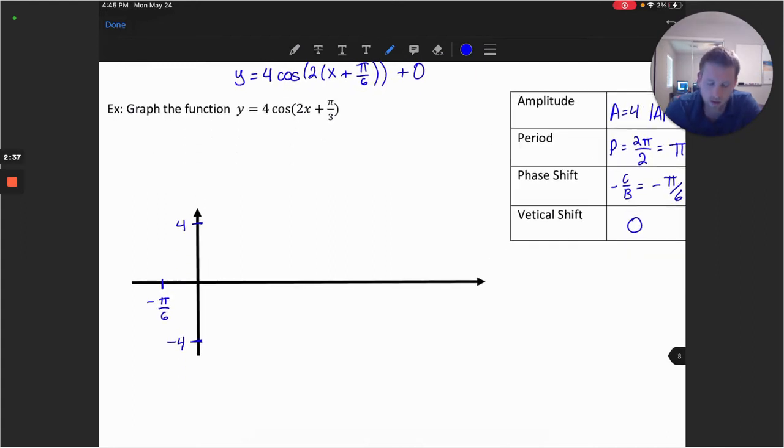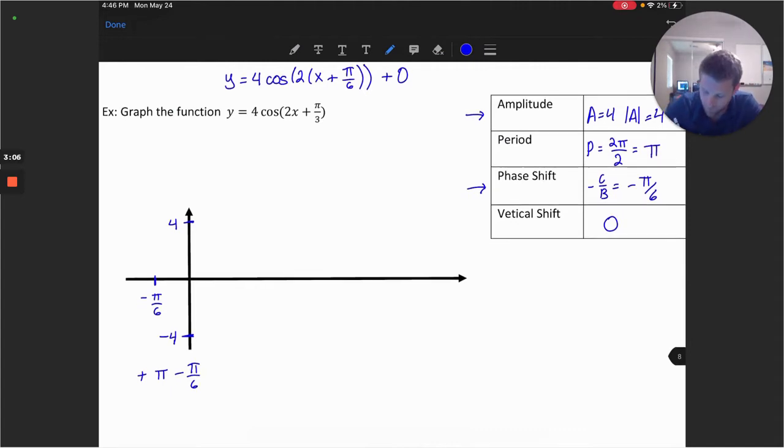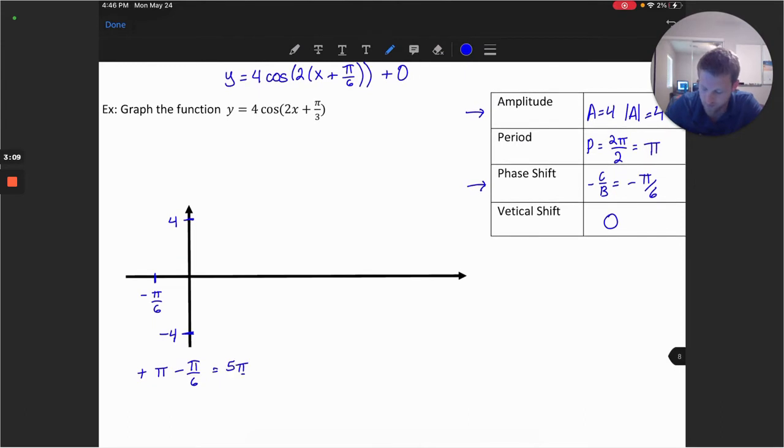And now we'll consider our period. We already have the amplitude considered, that's good. Our phase shift, we have our starting point at negative pi over 6. And so next we're going to consider the period. When I consider the period, if I add pi units to the starting point and then I subtract that starting point, this is going to end up being 5 pi over 6. That will be where my first cycle will end, 5 pi over 6.